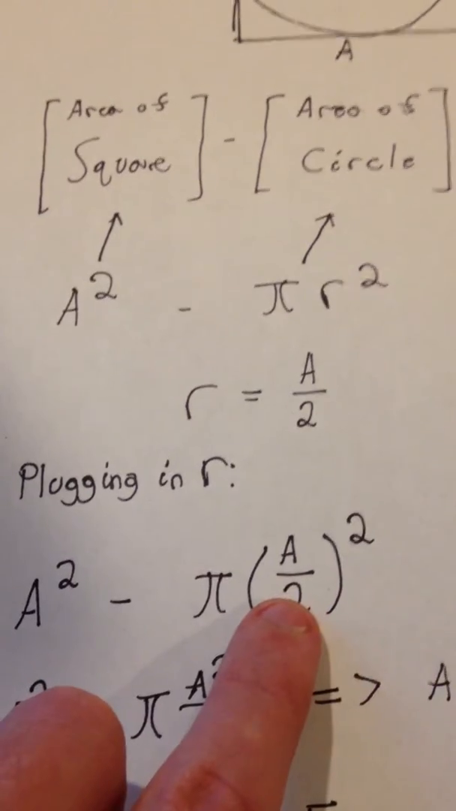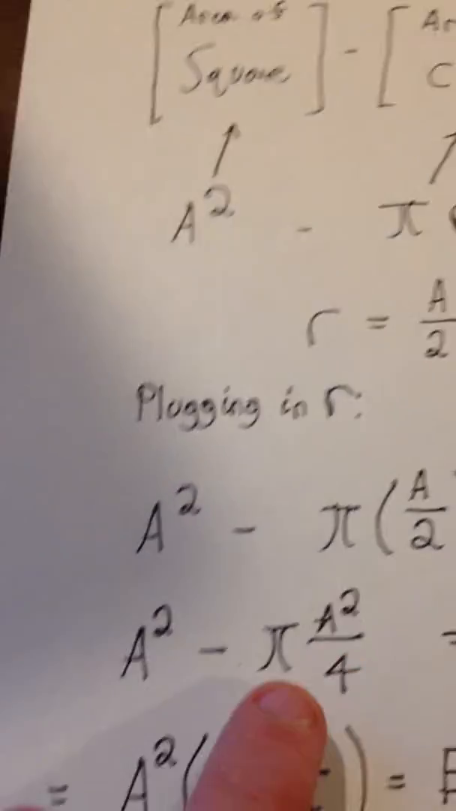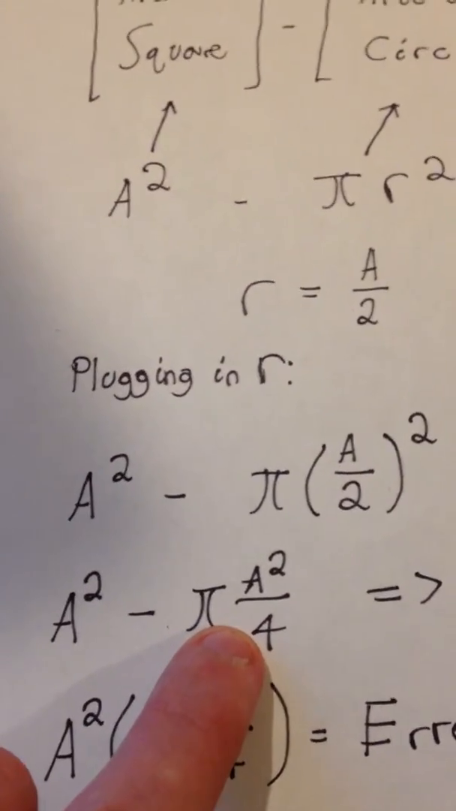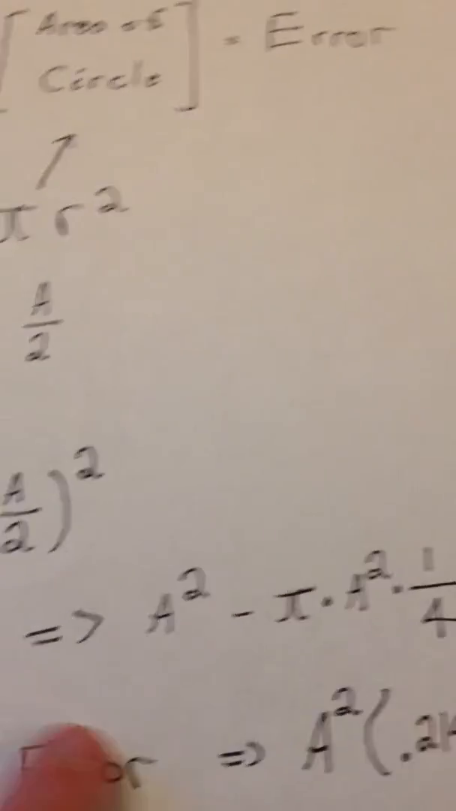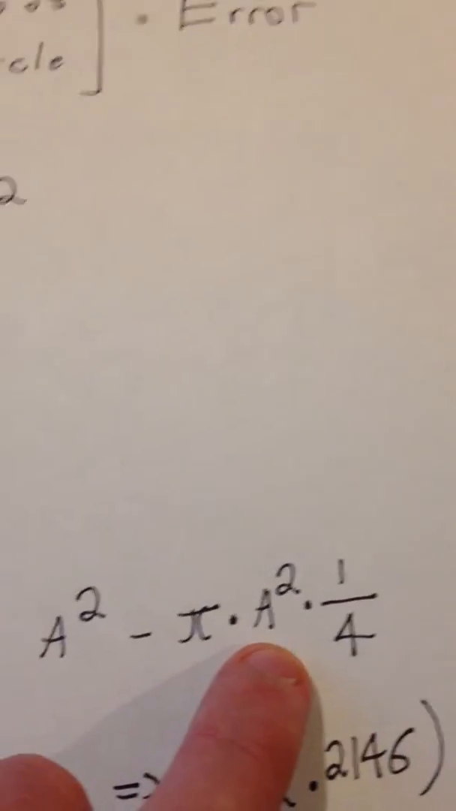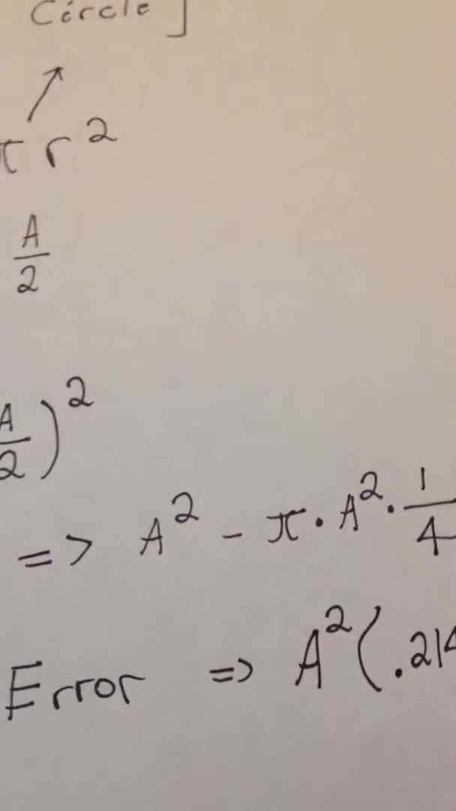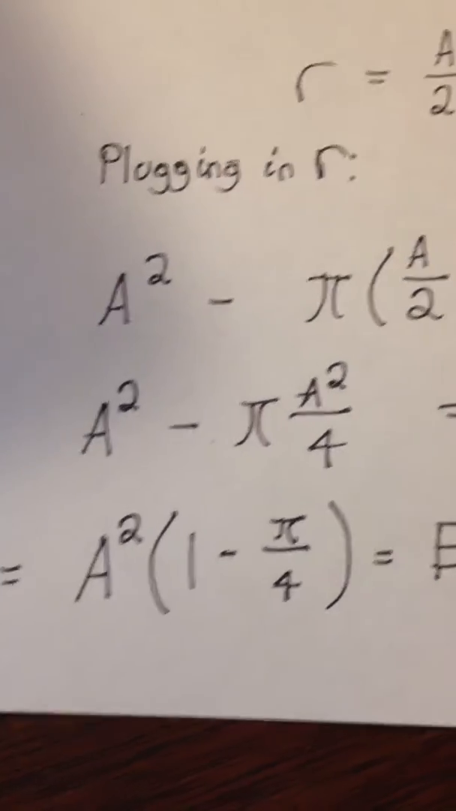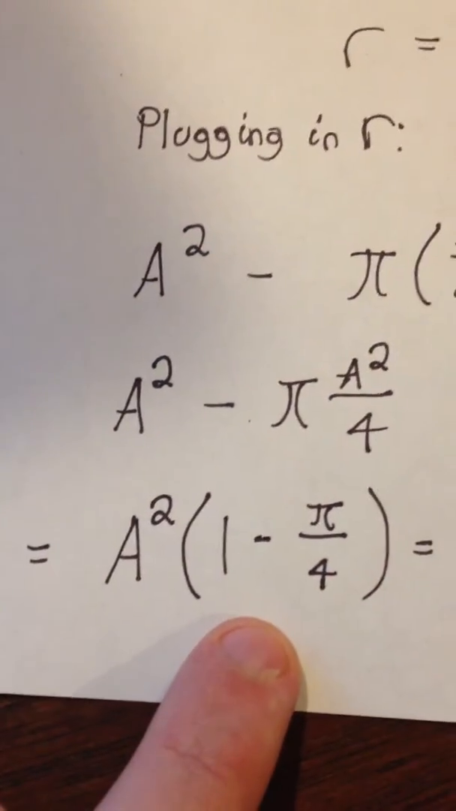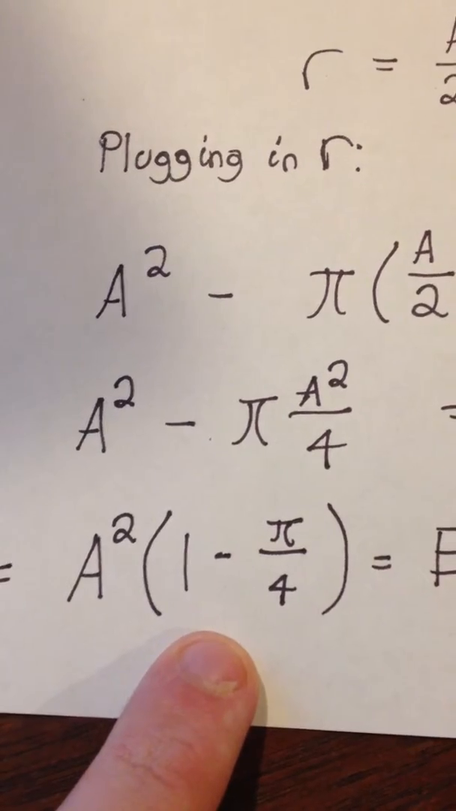I then distribute the exponent. I get A squared over 2 squared, which gives me A squared over 4. A squared over 4 is the same thing as A squared times 1/4. I'm then going to factor out an A squared out of both of these terms right here. And when you do that correctly, you're going to get A squared times 1 minus pi over 4.